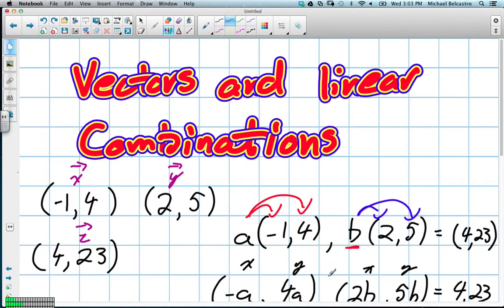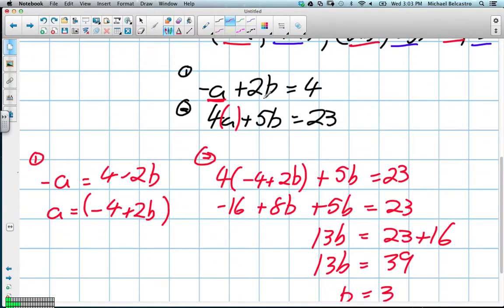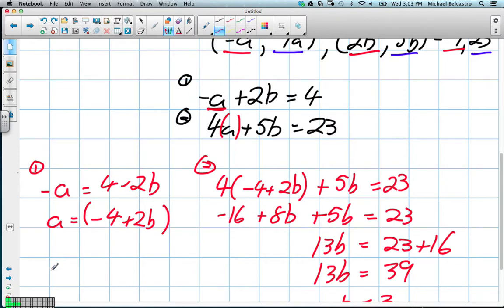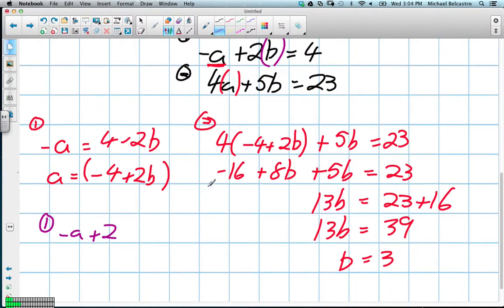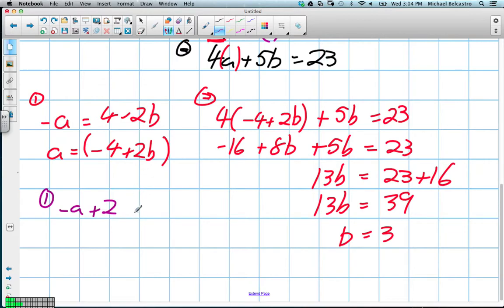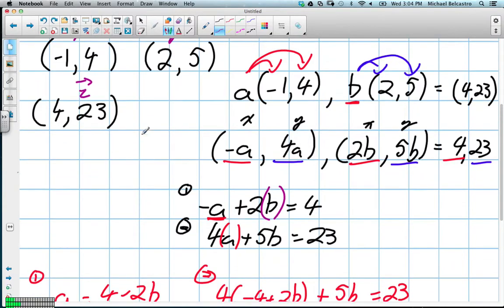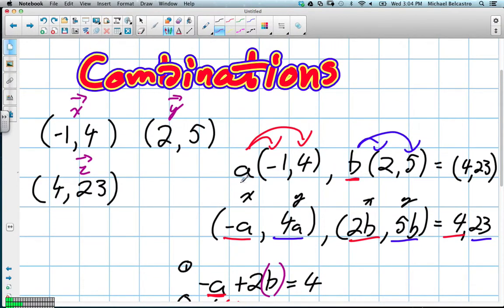Okay, we still have to find out our A, so we'll go back to the equations and use substitution again, just a little. We can go back to equation 1: negative A plus 2. This time we can substitute in our value of B because we have the number 3. There we go. It is equal to the value of 4. This gives us negative A plus 6 equals 4. Negative A equals negative 2. A is the value of 2. So the scalar multiples that we'll need for this equation are 3 and 2.